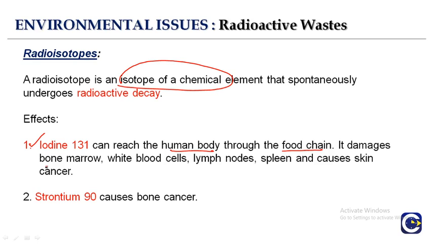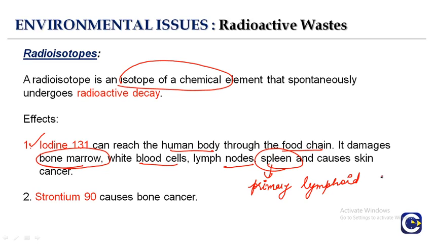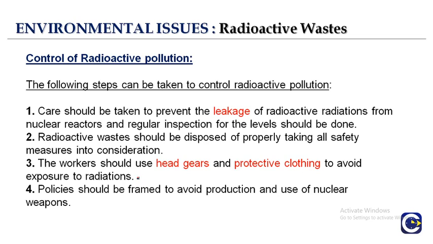It damages the bone marrow cells, white blood cells which are fighting, lymph nodes, spleen, primary lymphoid organs, and it causes skin cancer. So it releases B cells, T cells, right? Second is strontium. Strontium-90 causes bone cancer, right? So when this is released, the strontium-90 causes bone cancer.